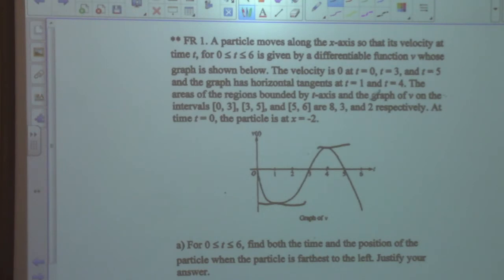And the areas of the regions bounded by the t-axis and the graph of v on the intervals [0, 3], [3, 5], and [5, 6] are 8, 3, and 2. So that's 8, this is 3, and this last piece here is going to be 2. At time t equals 0, the particle is at x equals negative 2. For t between 0 and 6, find both the time and position of the particle when the particle is farthest to the left. Justify your answer. So how would you do that?